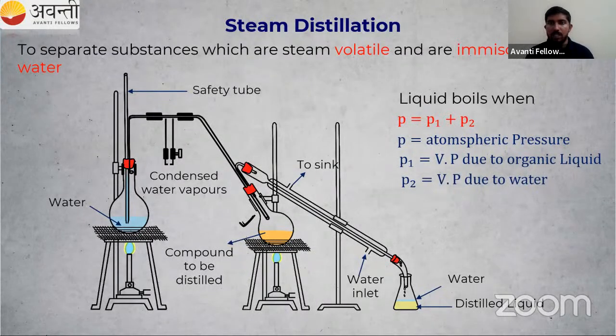This is a compound to be distilled. What is boiling point? Vapor pressure should be equal to atmospheric pressure. So this liquid is not forming that much vapor. It is forming only a very small amount of vapor, right? So boiling point is when vapor pressure is equal to atmospheric pressure.